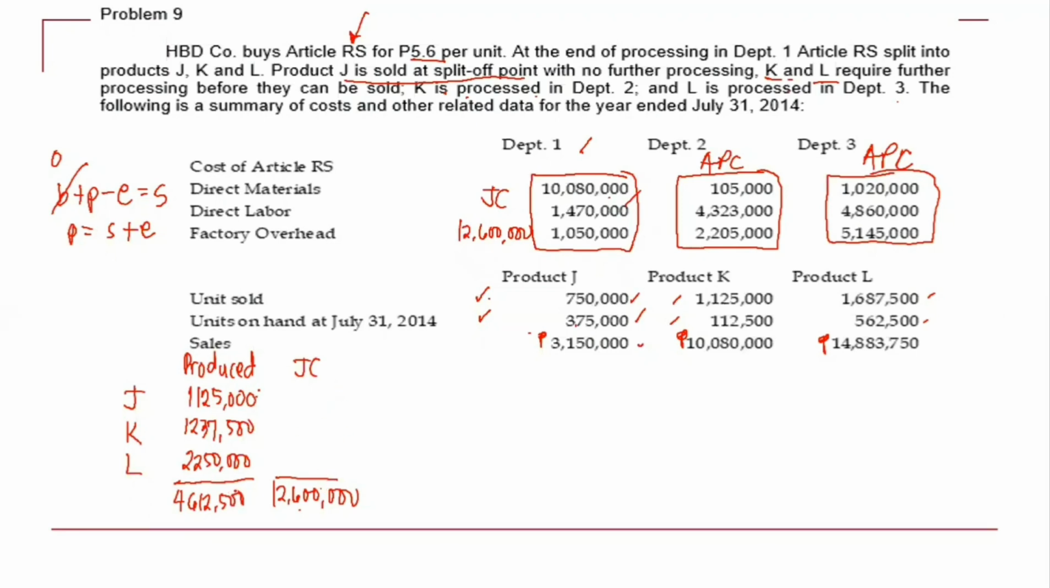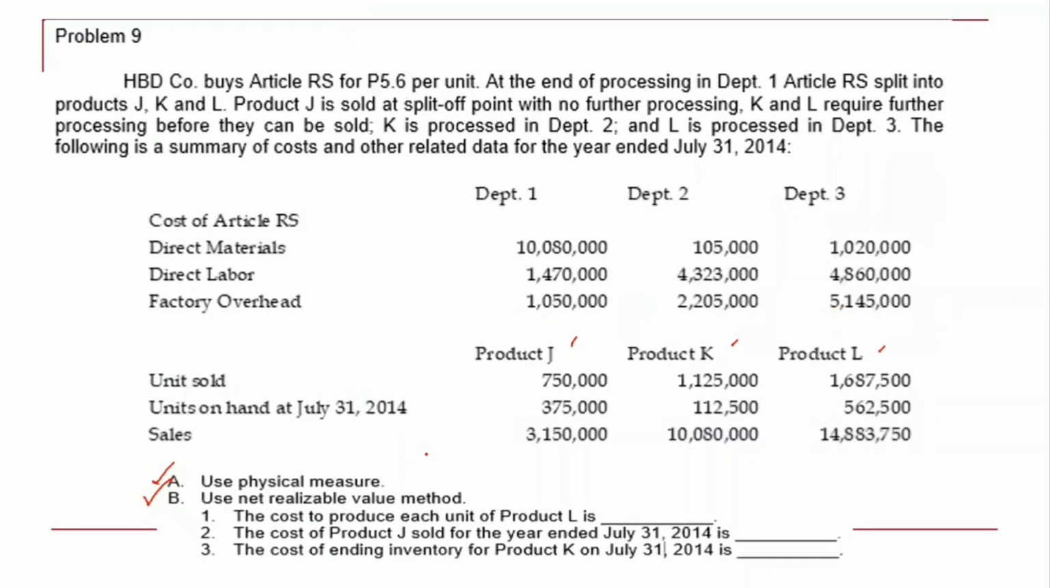12,600 times 1125 over 4,612,500. So the answer is 3,073,171. So I hope tama uli yung mga math natin. Medyo titingnan nyo po na konti. And then 12,600 times 1,237,500 over 4,612,500. So that's 3,380,488. Ayan. 12,600 times 2,250 over 4,612,500. It's 6,146,341. Ang tanong po ay unit cost ni L.